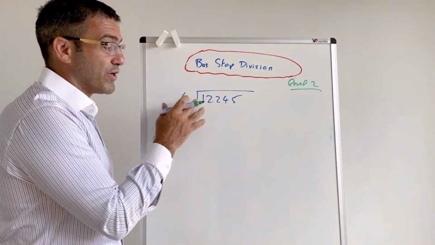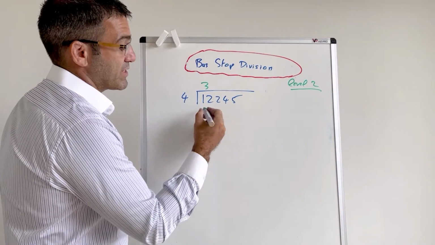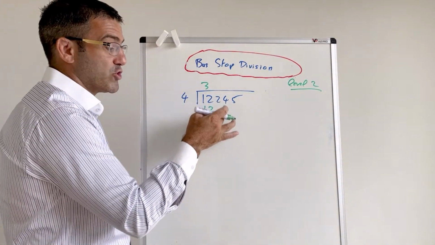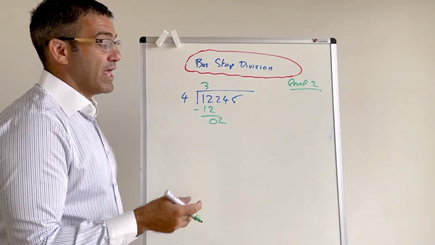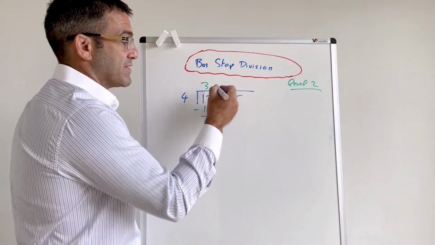How many times does 4 go into 12? Well, it goes 3 times. So I can say 3 times 4 is 12, 12 minus 12 is 0, and I should drop this 2 down now. So I'm going to drop the 2 down. How many times does 4 go into 2? It doesn't. So I'm going to say 0.